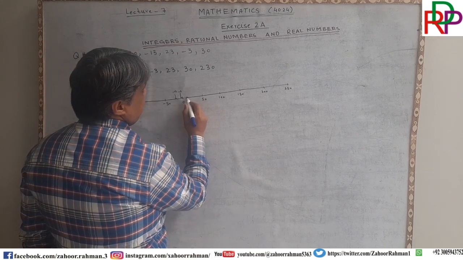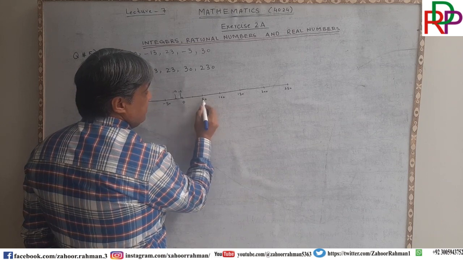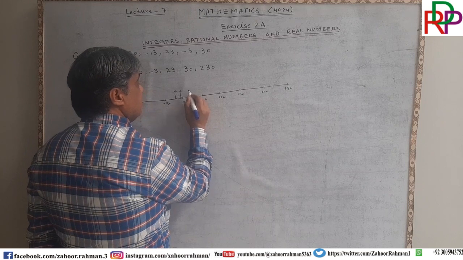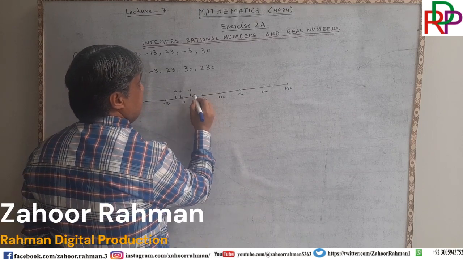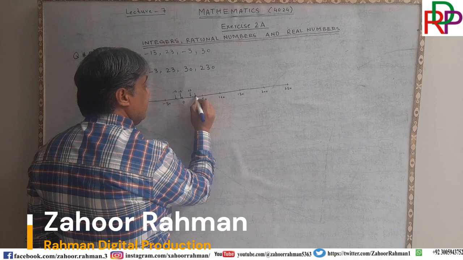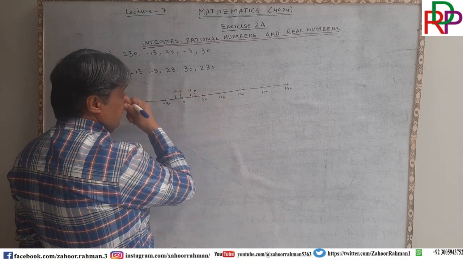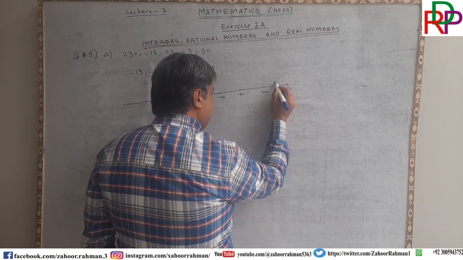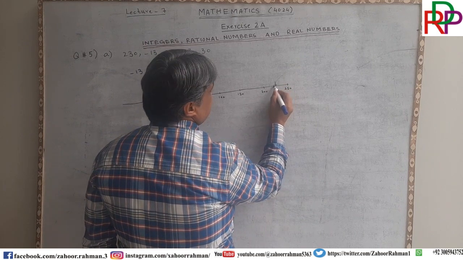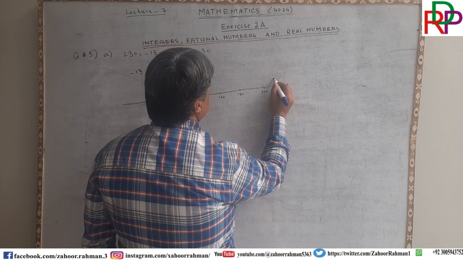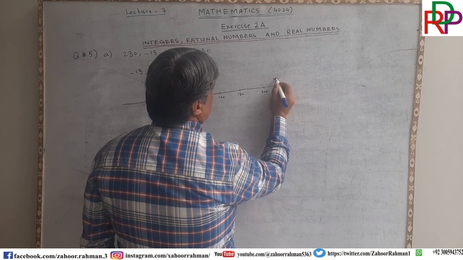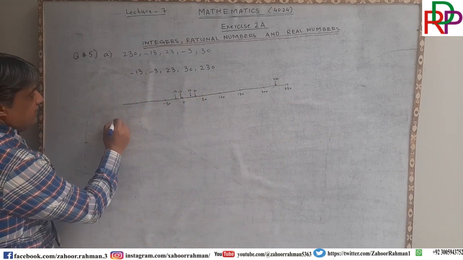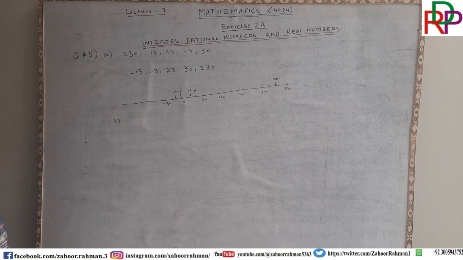23 is, say, this is 25, the middle between 0 and 50, and this is 23. So this will be 23, and similarly 30 will be here, and 230 will be a bit on the right side of the middle, because this will be 225. So this is 230. Okay, that was part A. And now we are going to part B.